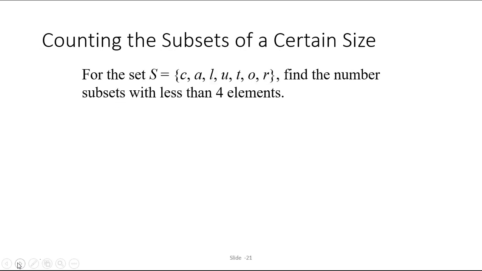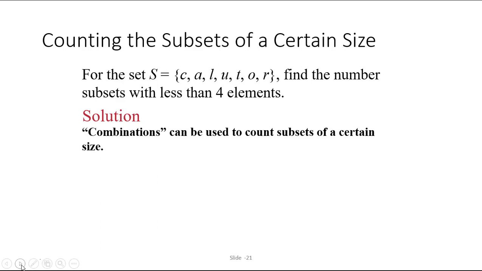Here's another problem that involves or, even though the word or is not written. It says for the set S equal to CALUTOR, the letters in the word calculator, find the number of subsets with less than 4 elements. Again, finding subsets of a certain size is a context in which we always use combinations because the order doesn't matter in a subset and because repetition is not allowed. So combinations can always be used to count subsets of a certain size.